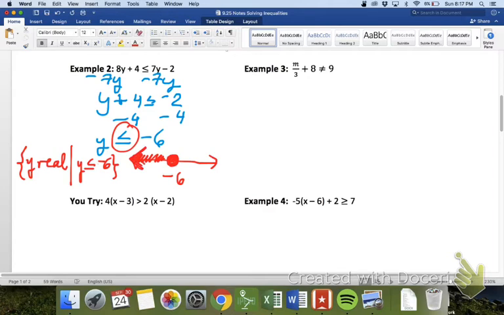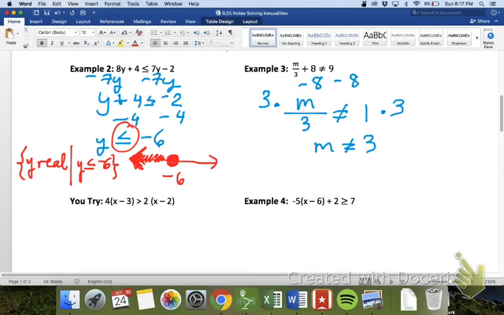Moving on to example 3, m divided by 3 plus 8 is not equal to 9. So this is not your normal inequality, but I'm going to show you how we can treat it exactly the same. If I treat this like an equation, first I'd subtract 8 from both sides and get m divided by 3 is not equal to 1. From there, I'd multiply both sides by 3 to cancel out the 3 in the denominator on the left, and I get m is not equal to 3.